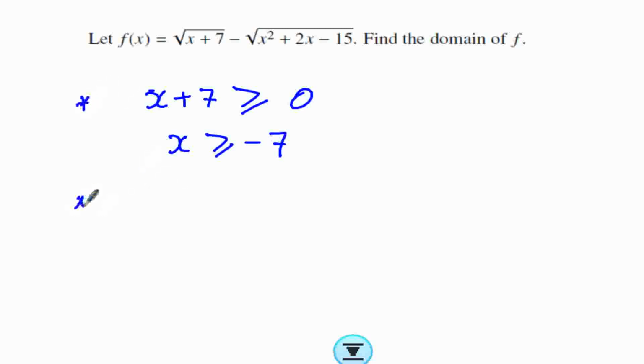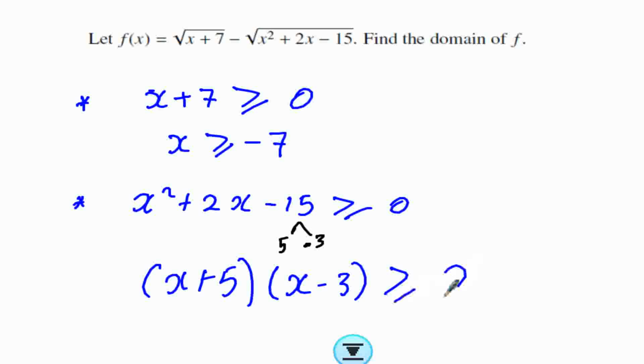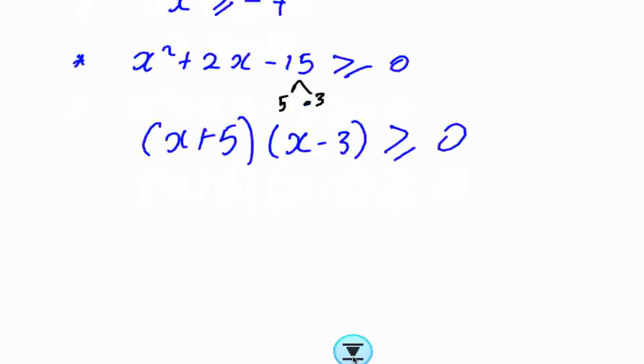Then the second one is x squared plus 2x minus 15 is greater or equal to 0. In this case, we are going to factorize this. We have a 5 and a 3, and let the 3 be the negative. So factorizing this, our answer will be (x plus 5)(x minus 3) greater or equal to 0. In this case, our critical values are negative 5 and 3. So we're going to use these critical values to find a solution to that inequality.